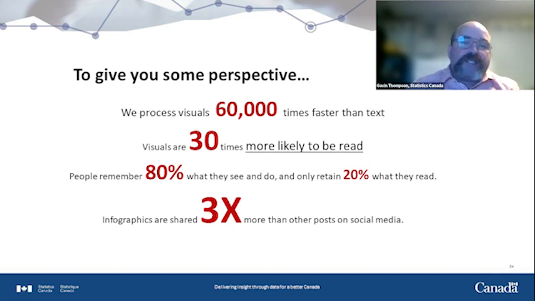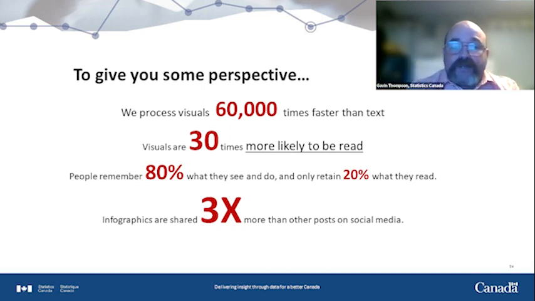We process visuals 60,000 times faster than text. So we see a graph and immediately, we may not know exactly what the graph is saying, but we can see the trend right away. Whereas if you say, look at the trend in this data table, it's going to take you a bit more work to notice that this is happening. Visuals are 30 times more likely to be read. If you put a chart or an infographic onto a page with text, it's a guarantee that people are going to start there.